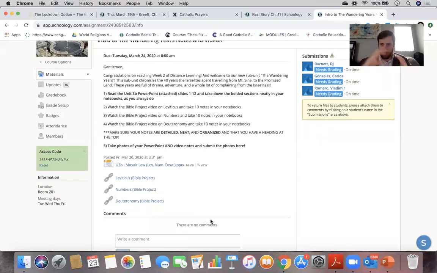You really got to make sure. There might be multiple photos. That's fine. Make sure they all go onto this assignment, even if you have to submit multiple photos. Make sure your notes are detailed, neat, organized. You have the proper headings for each slide and for each video, just so it's nice and neat, like you know how to do. Once you submit those, that's it for today.